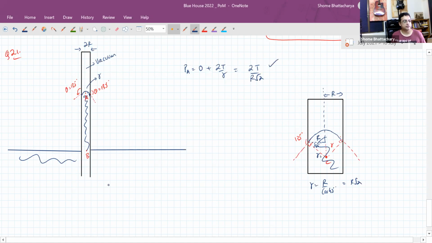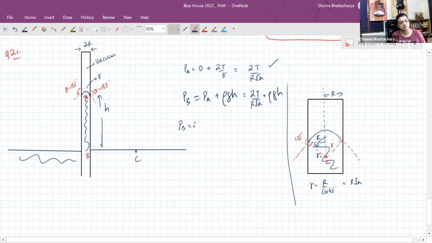So this is the pressure at the point A. So now the pressure at the point B will be equal to PA plus rho g h. And that should be equal to pressure at the point C, which is atmospheric pressure. So the formula that we get now is that density of mercury into g into h plus 2 times surface tension of mercury divided by R root 2 should be equal to atmospheric pressure.